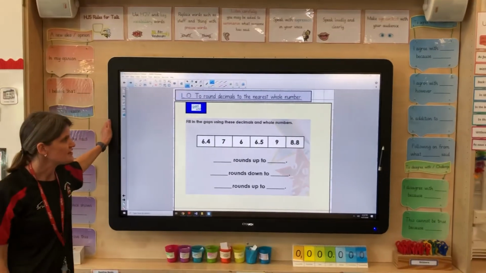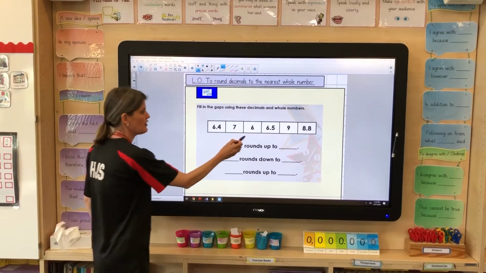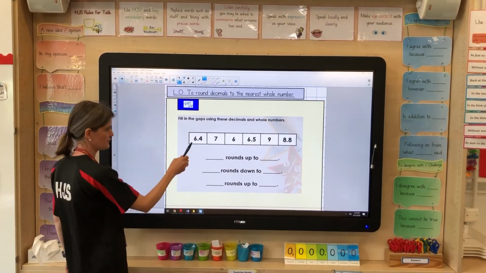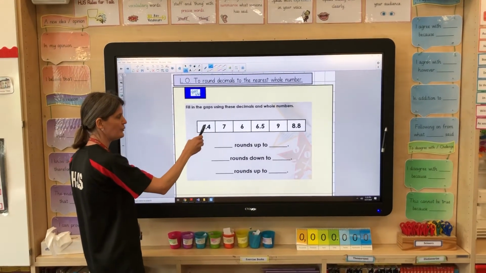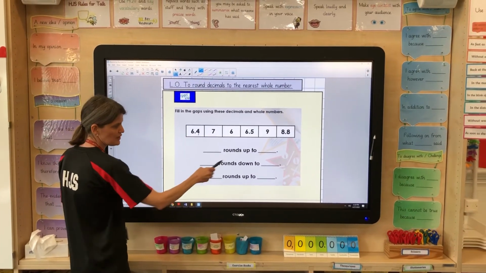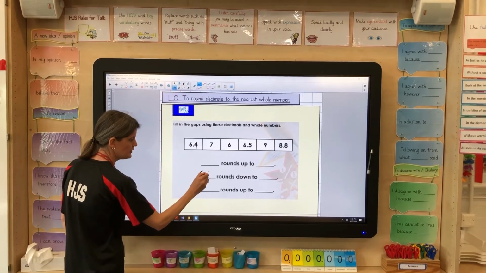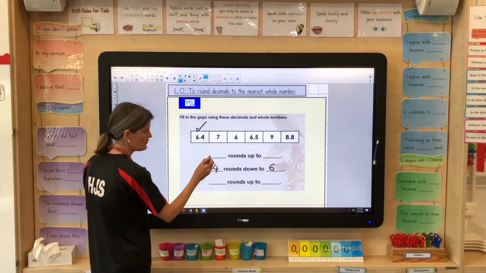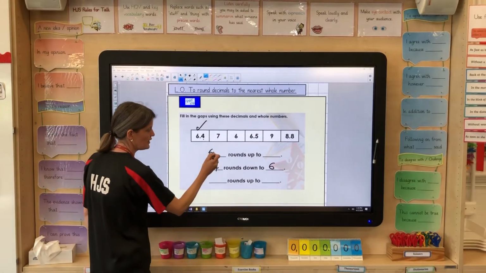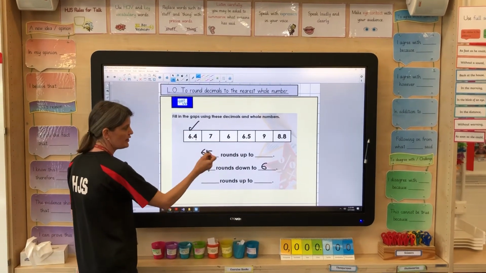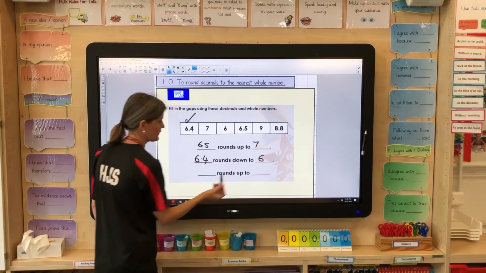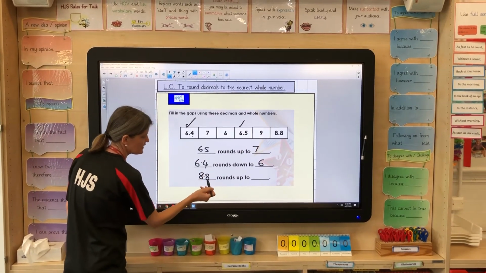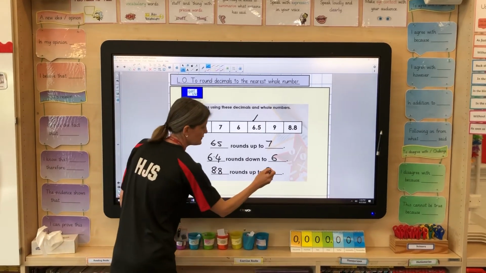Fill in the gaps using these decimals and whole numbers. Something rounds up to something. So I need to be a little bit careful and have a look. I'm going to actually just look at the decimal numbers first of all. 6.4, well I know that's not going to round up. So it needs to be in this one here. It's going to round down to 6. 6.5, the 5 tells me to round up, so I'm going to put it here because it says rounds up. 6.5 will round up to 7. And 8.8, the 8 tells me to round up to 9.